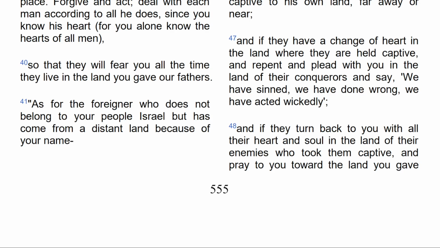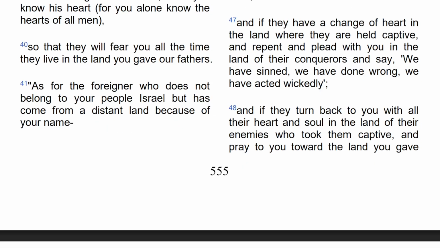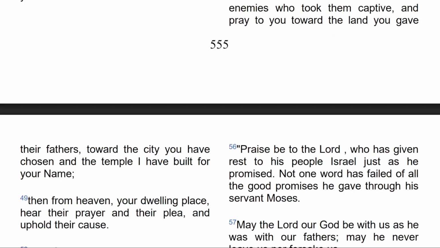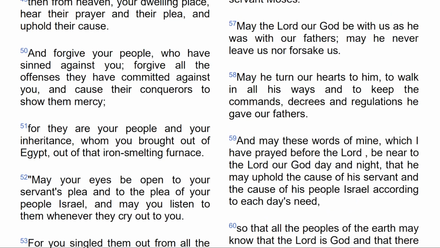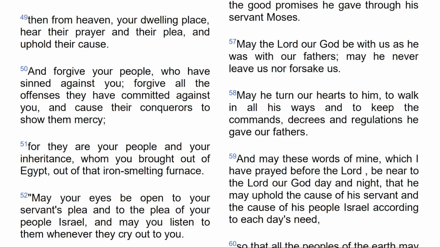and if they turn back to you with all their heart and soul in the land of their enemies who took them captive, and pray to you toward the land you gave their fathers, toward the city you've chosen and the temple I've built for your name, then from heaven, your dwelling place, hear their prayer and their plea, and uphold their cause, and forgive your people who have sinned against you.